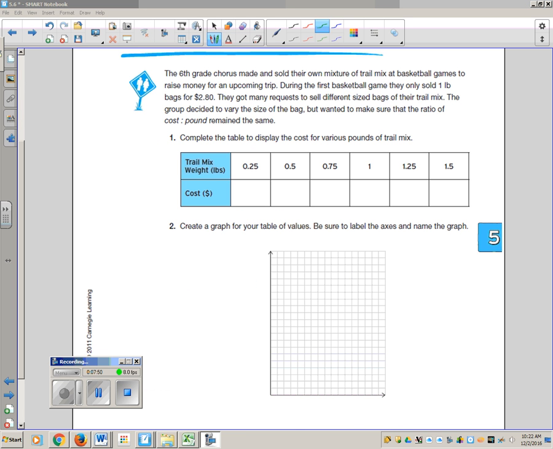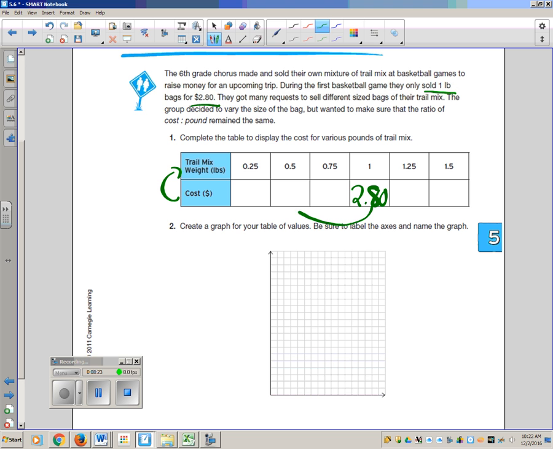All right, last problem. 6th grade chorus made and sold their own mixture of trail mix at basketball games to raise money for an upcoming trip. During the first basketball game, they only sold 1 pound bags for $2.80. They got many requests to sell different size bags of their trail mix. The group decided to vary the size of the bag, but wanted to make sure that the ratio of cost to pound remained the same.